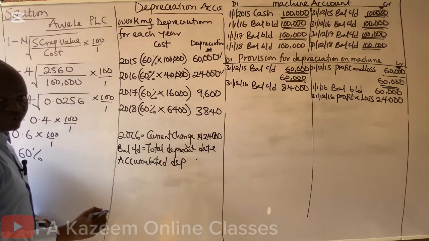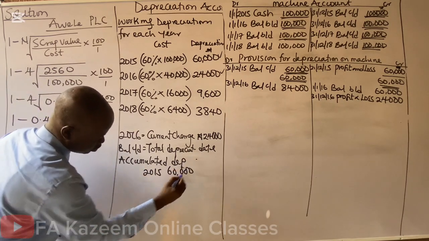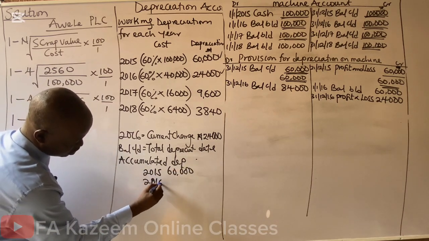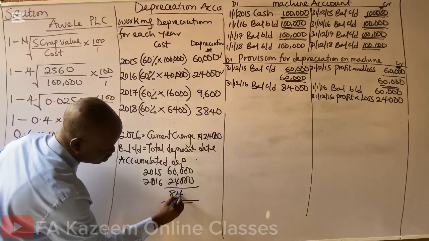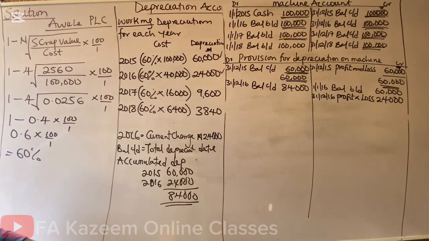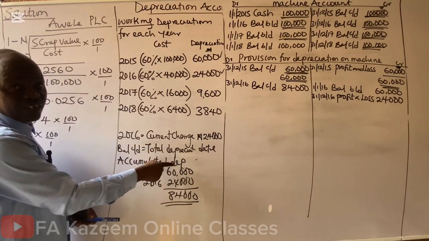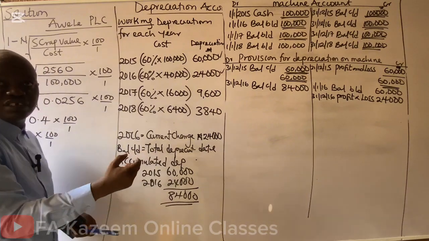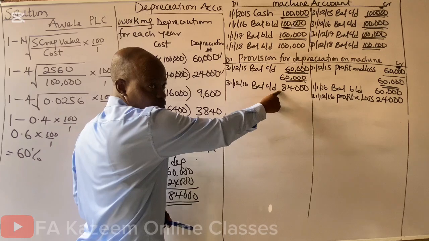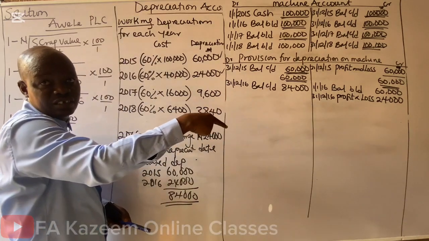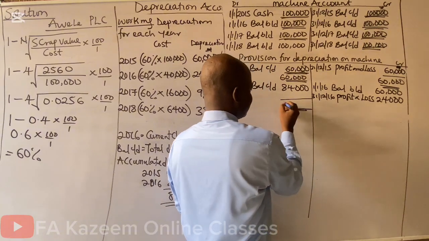Accumulated depreciation. That is 2015, 60,000. 2016, 24,000. Meaning our total accumulated depreciation to date is 84,000. That's why there's difference between current charge and accumulated depreciation. Accumulated depreciation means total depreciation to date, and that's 84,000. Addition of first year and what? Second year. Let's look at it. Taking it to 2017.